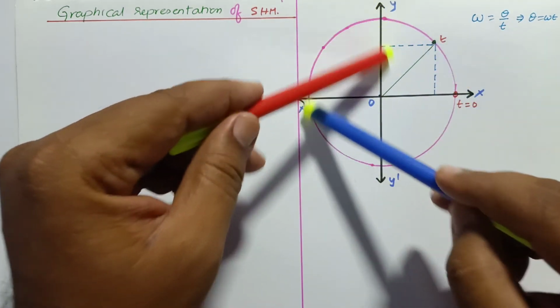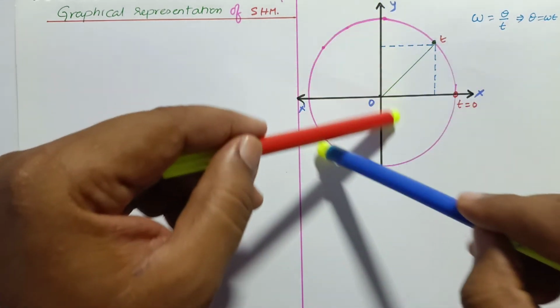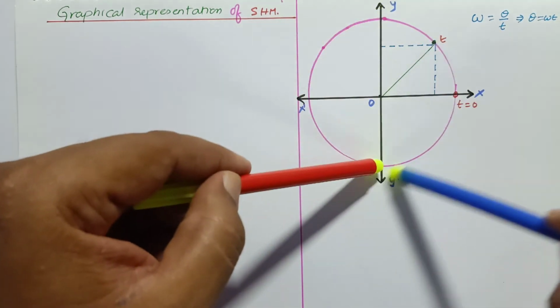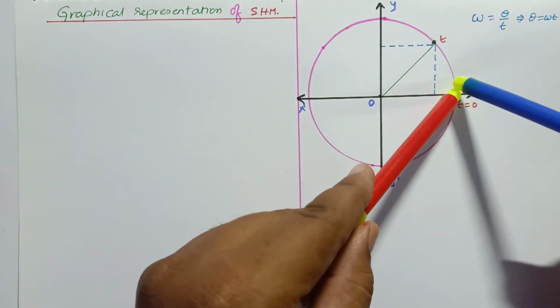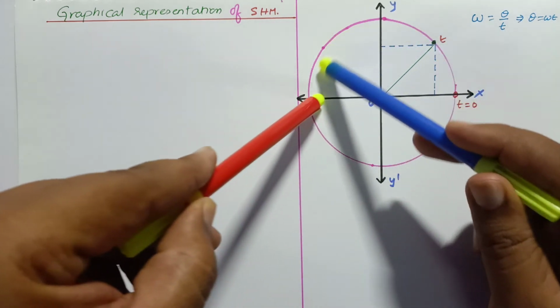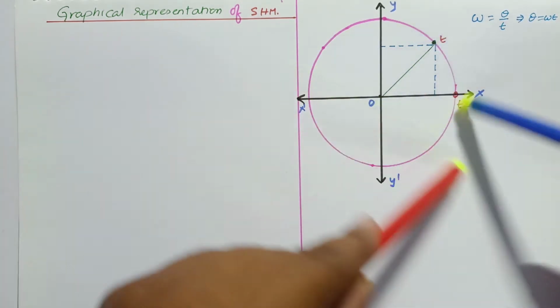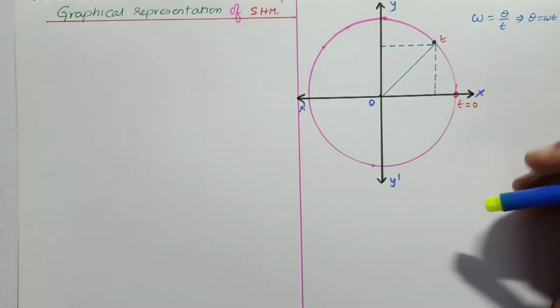If you observe here, the blue color is the particle and the red color is its component along the y-axis. So the component is going to take a to and fro motion. The same takes place in the x-axis also. The component will move along the x-axis in to and fro motion. So this process will continue here.